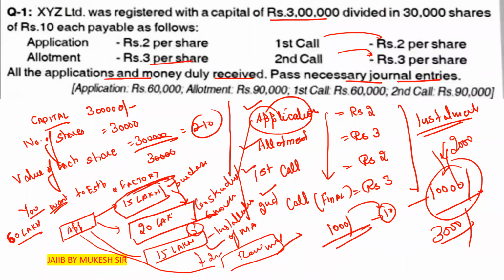At the time of the application, you have to give 2 rupees. At the time of the allotment, you have to give 3 rupees. On the first call, when there is a demand from the company, it is 2 rupees. The second call is the final call, and at that time you have to pay rupees 3. We know that the bank account is an asset of that firm, and an asset is going to be debit.